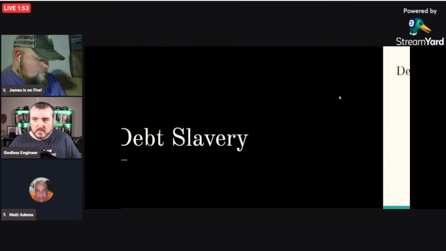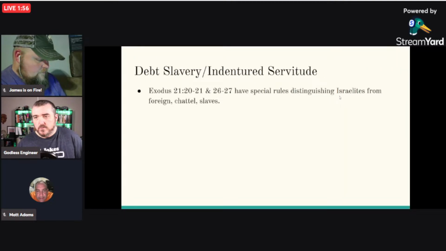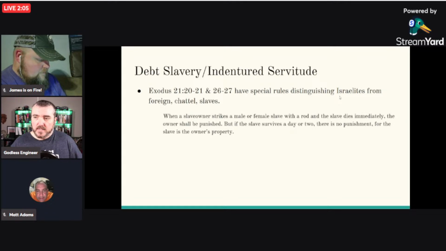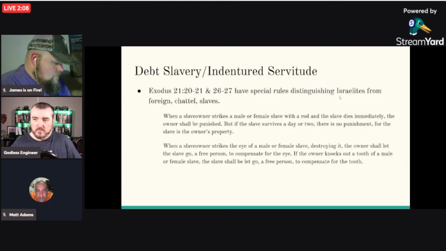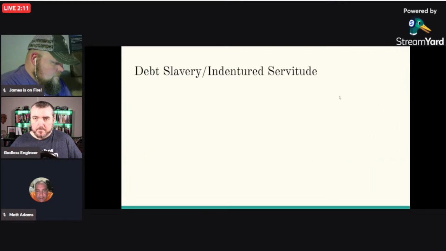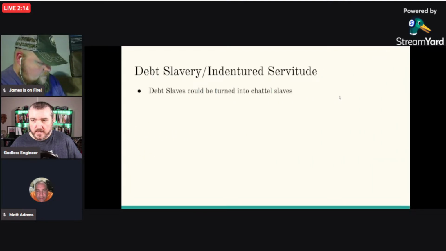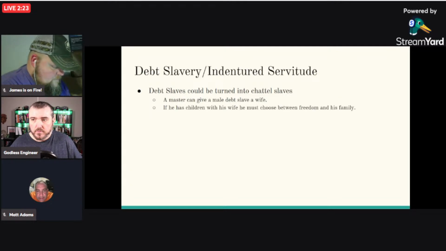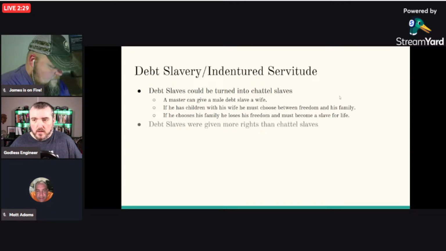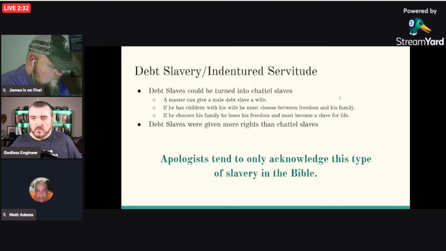Next, let's talk about debt slavery. Indentured servitude. In Exodus 21:20-21 and 26-27, there are rules for how to treat your debt slaves. A slave owner can beat a debt slave as long as they don't die immediately, and debt slaves can be freed if a body part is destroyed. Debt slaves could also become chattel slaves. The law permits the individual to become a chattel slave if his master gives him a slave wife and has children with her, children who are legally the master's property, and if he chooses to stay with his family upon his release. But it's clear that debt slaves, being Israelite slaves themselves, were afforded more rights than chattel slaves.